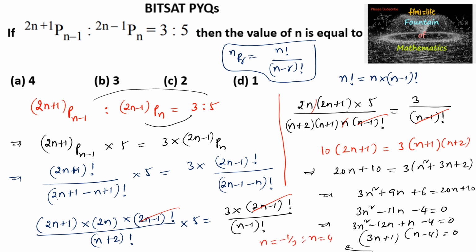Since n is a natural number, n cannot be 0, so n must be an integer. So here n is equal to minus 1 by 3 is not possible. So we'll consider only n is equal to 4, which is option A. So option A is the answer.